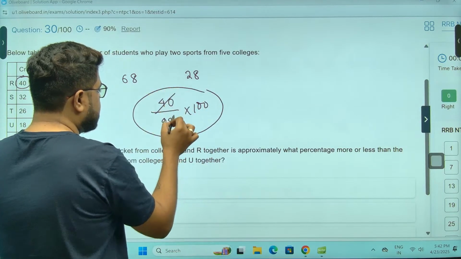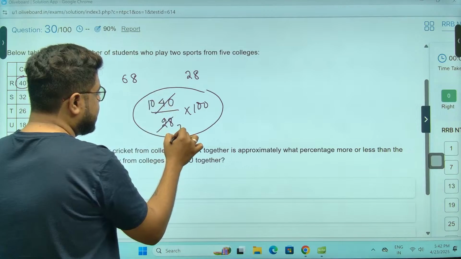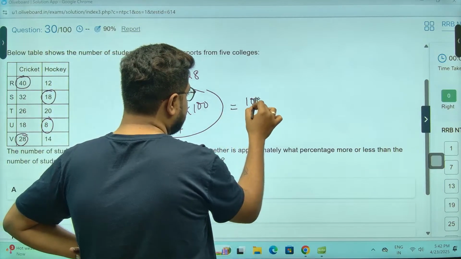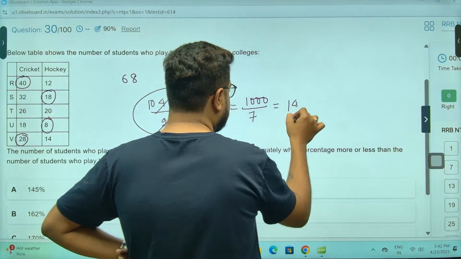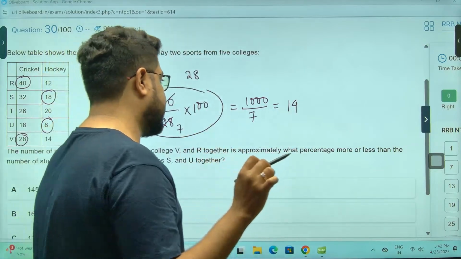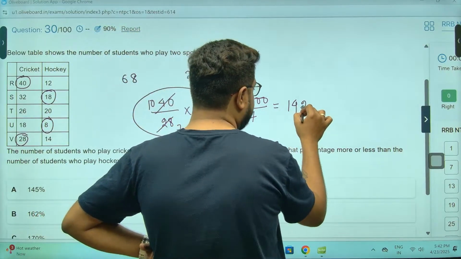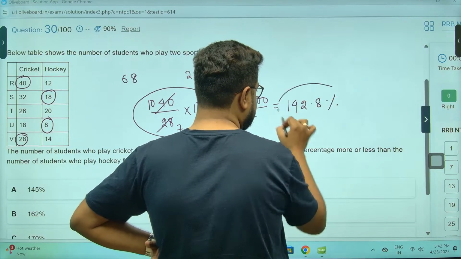So 2, 4 से करो 410, 47. So 1000 by 7. Sir, 1 by 7, 14 point something होता है, 14.28. So it will be 14.28 means 142.8%.